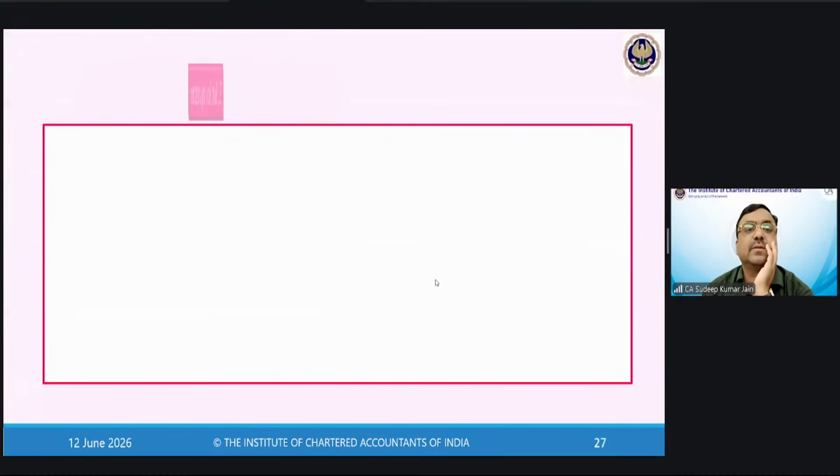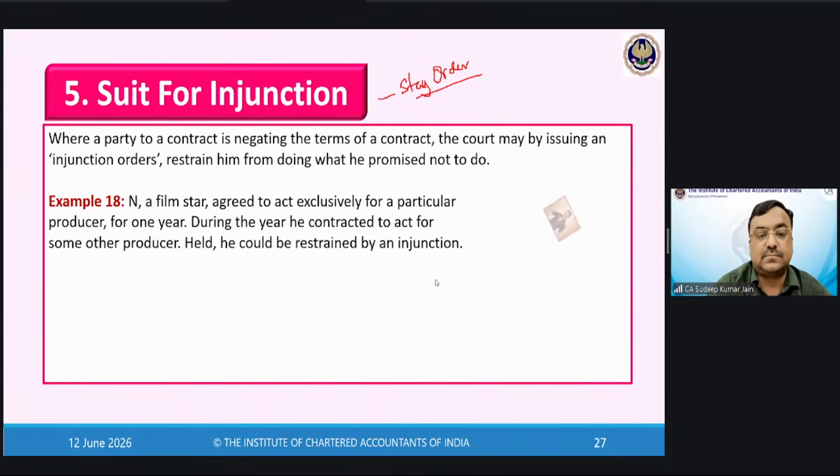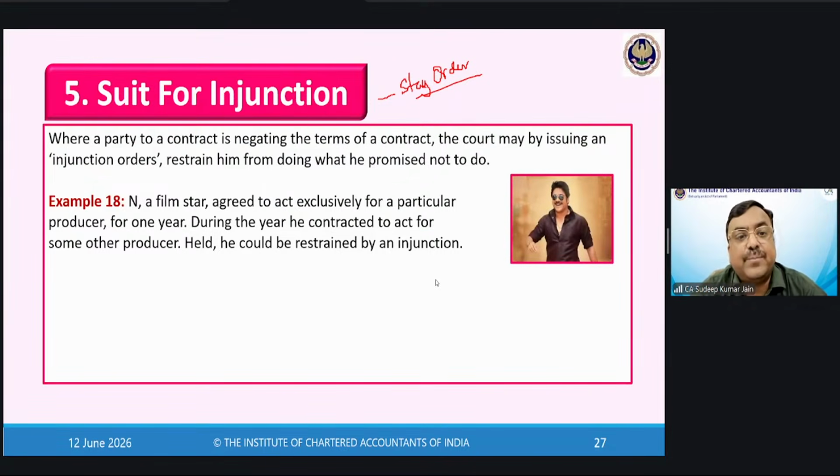Last point, suit for injunction. Injunction means stay order. Stay order means an order to stop, in a contract. If one party performs against the contract, then the other party can take the stay order from the court. See the example. Where a party to a contract is negating the terms of the contract, means working against the contract, the court may, by issuing an injunction order, restrain him from doing what he promised not to do.